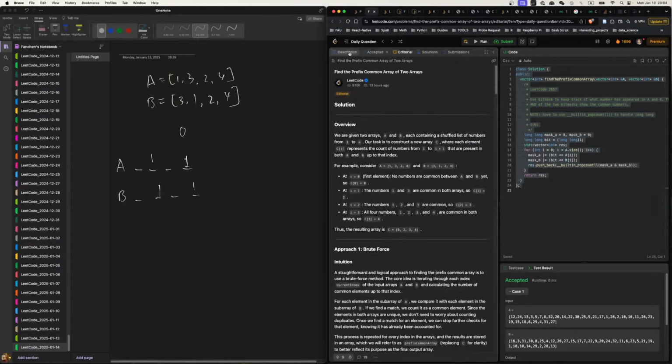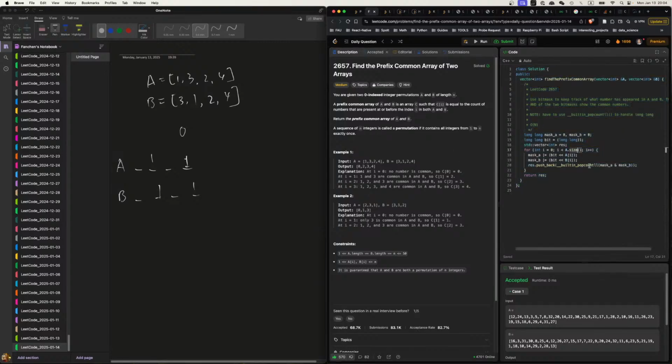Okay, we're done with this. A little bit interesting thing about C++. Pop count LL is to handle long. Yeah, we have to use long in this one. Alright, so we're done with this. Good.